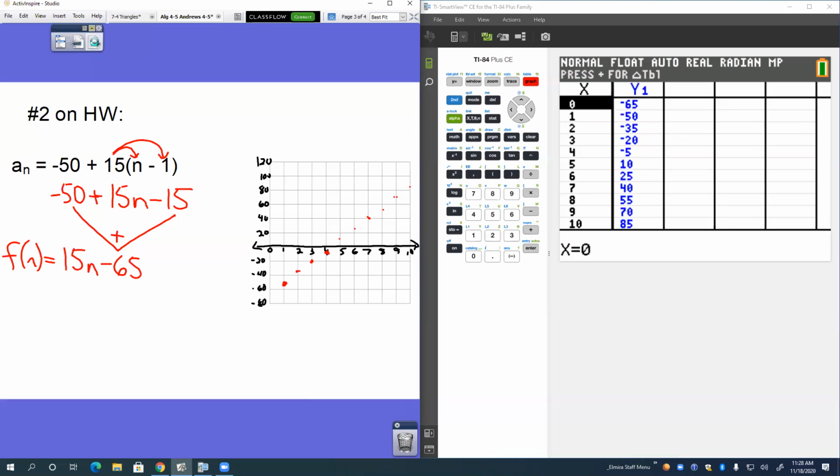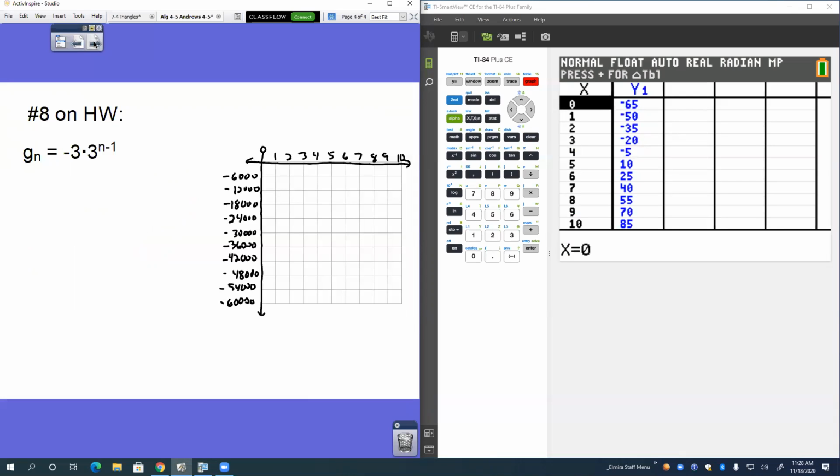Go ahead and try this one, please. This is actually number 8 on the homework today. But go ahead and try this one, please. This is a geometric one.